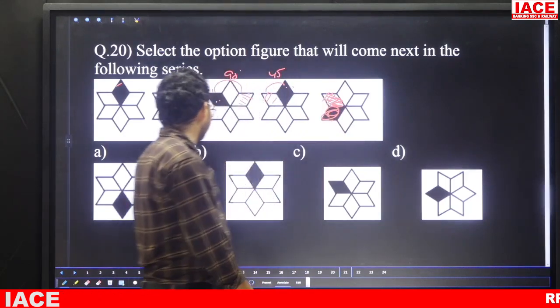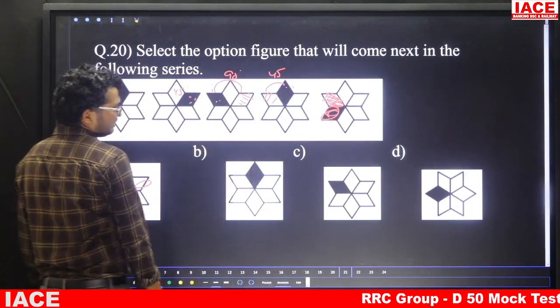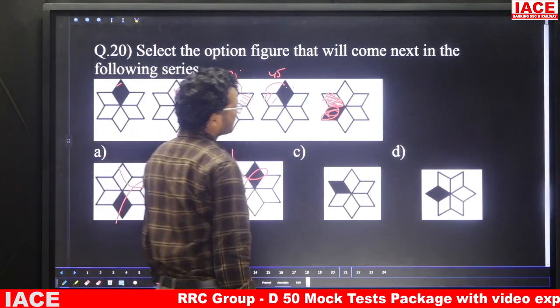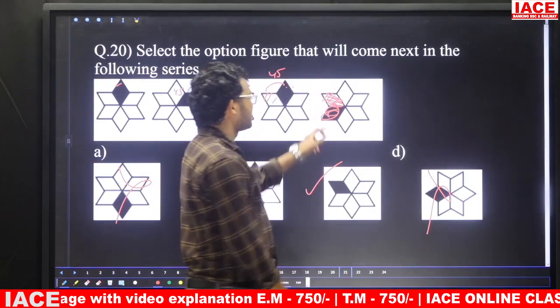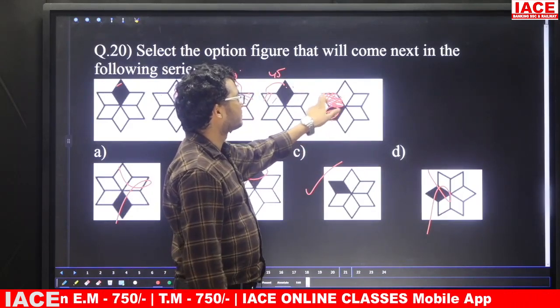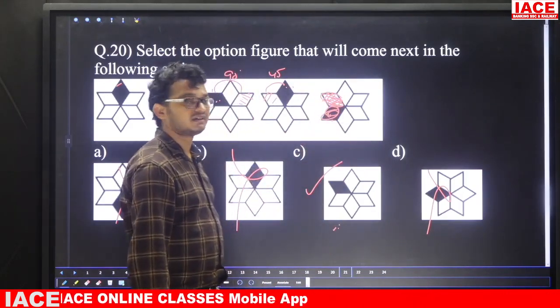So, which of the following diagrams is there? Here it is not there. Here it is not there. Next one, here it is the chance. Then this one also no chance. For this one, 45 clockwise is what? This diagram, so the answer is what? Option C is the answer.